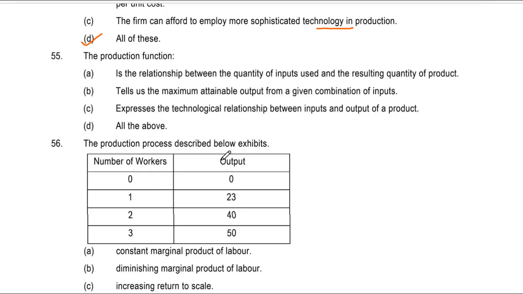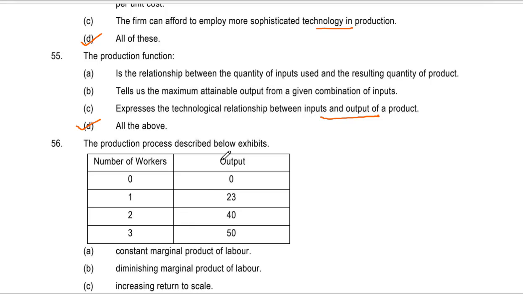Let's see question number 55 now. The production function A is the relationship between quantity of inputs and the resulting quantity of product. B tells us the maximum attainable output from a given combination of inputs. C expresses the technological relationship between input and output, or D all of the above. Over here also it would be all of the above because all the three combinations are correct.